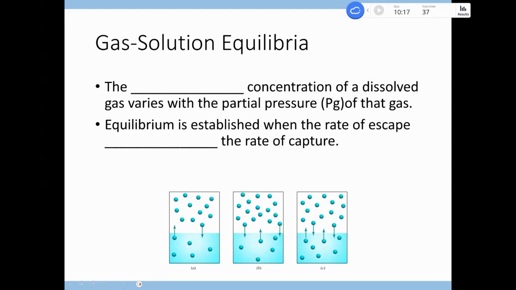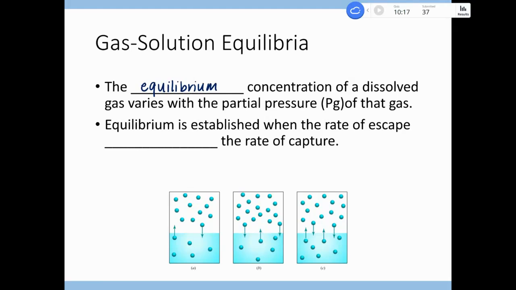Just like vapor pressure that can have a dynamic equilibrium with the water, dissolving a gas in water would also result in a dynamic equilibrium where some gas particles from within the liquid evaporate at the same time. Gas particles from the pressure of the gas will be captured by the liquid. So the equilibrium concentration of a dissolved gas varies with the pressure.